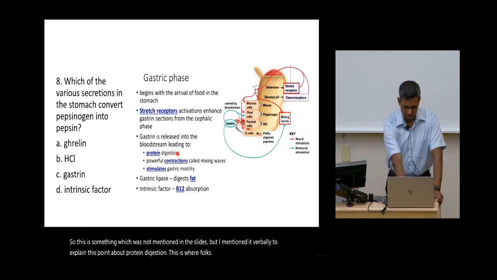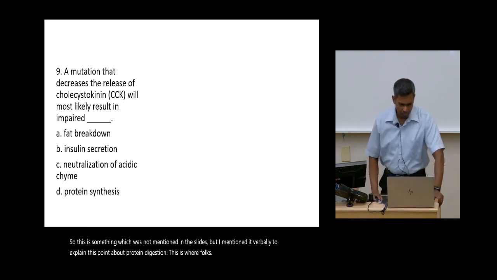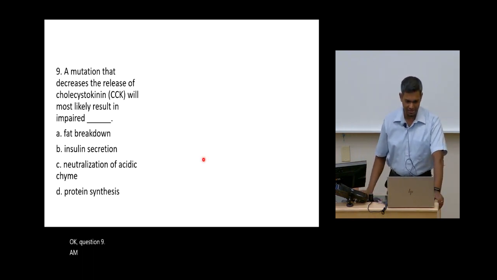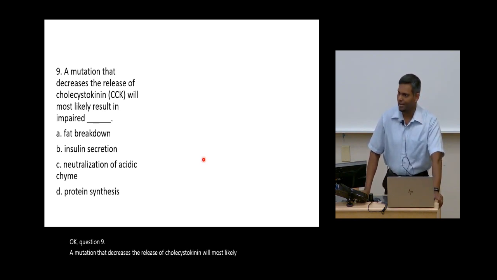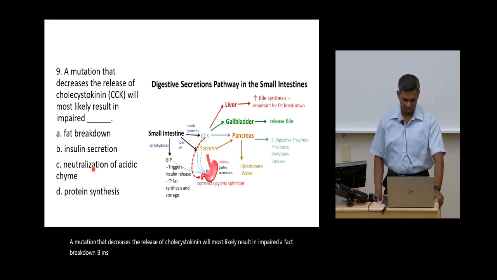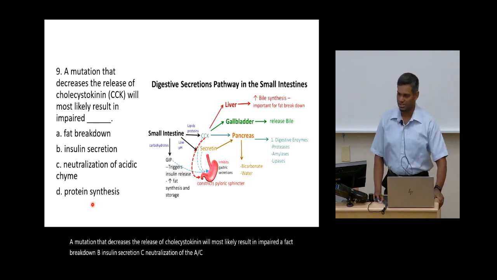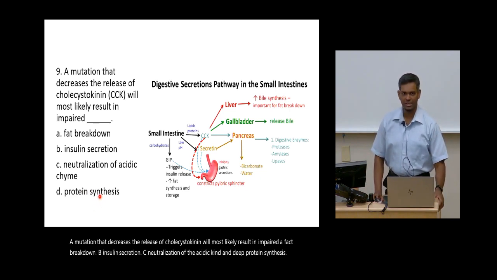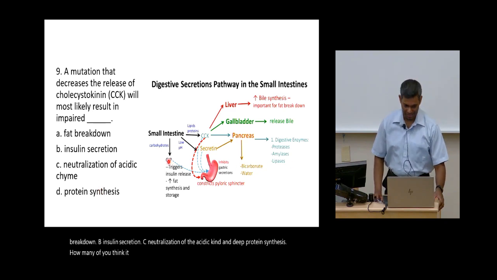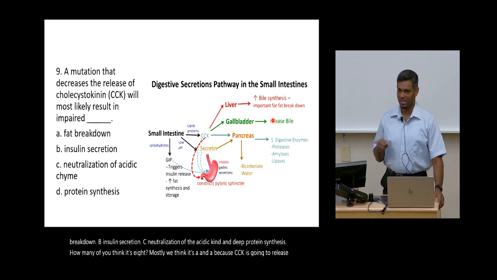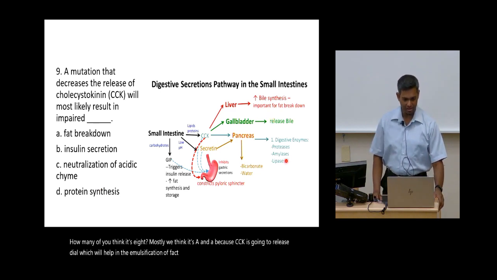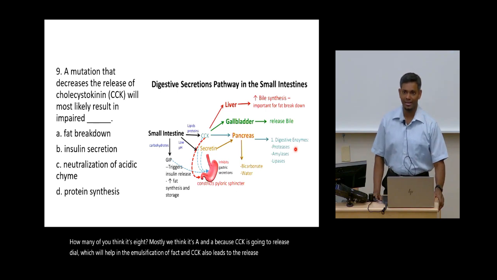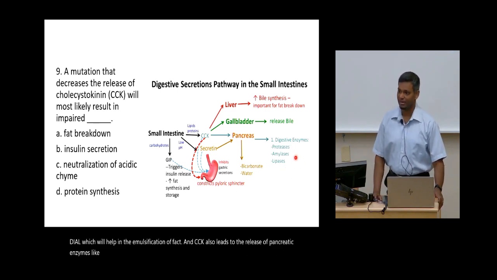Okay. Question 9. A mutation that decreases the release of cholecystokinin will most likely result in impaired A. fat breakdown, B. insulin secretion, C. neutralization of the acidic chyme, and D. protein synthesis. How many of you think it's A? Okay, most of you think it's A, and A is the right answer because CCK is going to release bile, which will help in the emulsification of fat, and CCK also leads to the release of pancreatic enzymes like lipases, which helps in fat breakdown.